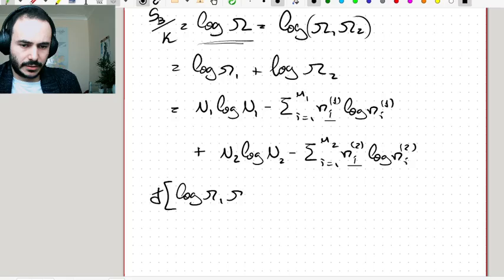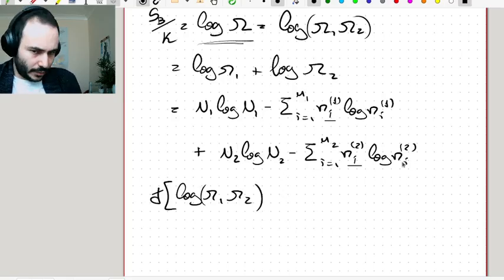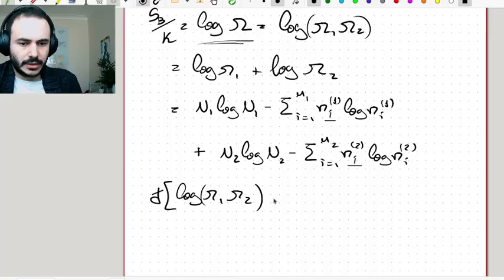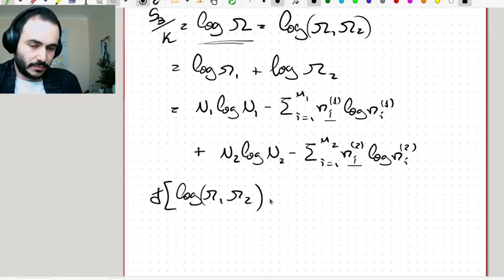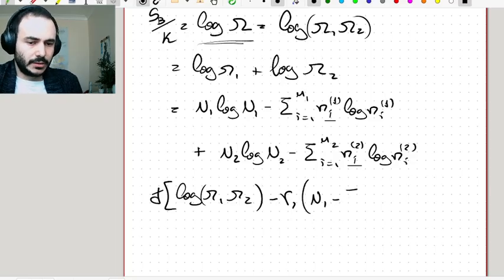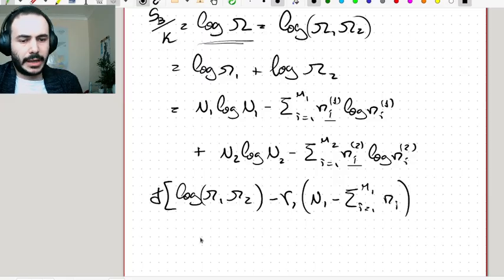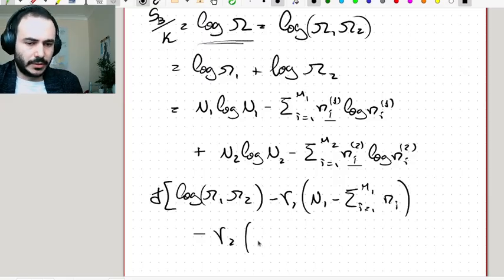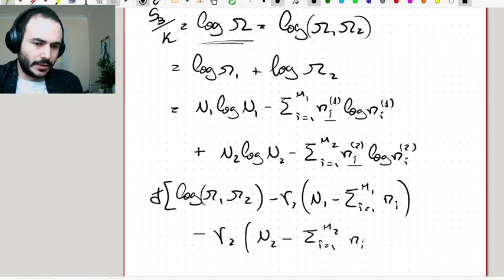So this stuff, which I wrote here, and I'm going to write it explicitly. And then you have to add the constraint. So remember, the first constraint is that the number of particles of either system is constant. So we can put here gamma 1. And here is the total number of particles of system 1, and here is the sum over the occupations. Okay. And the same thing happens with the other system. So you have n2 minus the sum from i to m2 of ni2. This is 1, by the way.